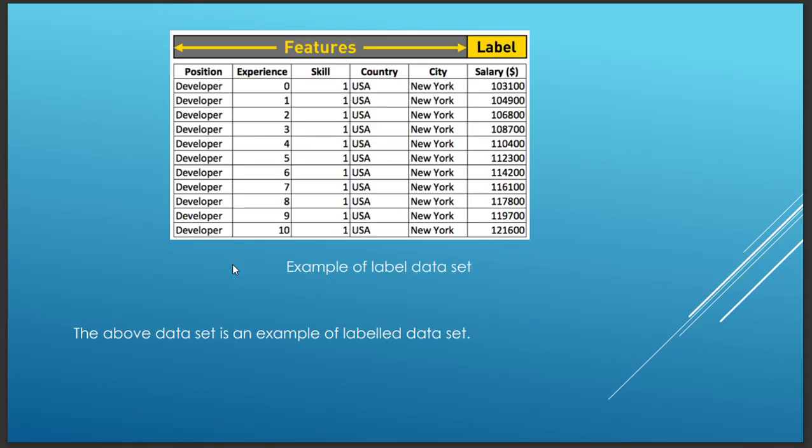Here is an example of a labeled data set. Here are the labels: position, experience, skill, country, city, salary. This is the data which correspondingly has a position like developer, and experience like this. Country is labeled, city is labeled, and salary is labeled. It is the labeled data set. With this data, it is called supervised data.